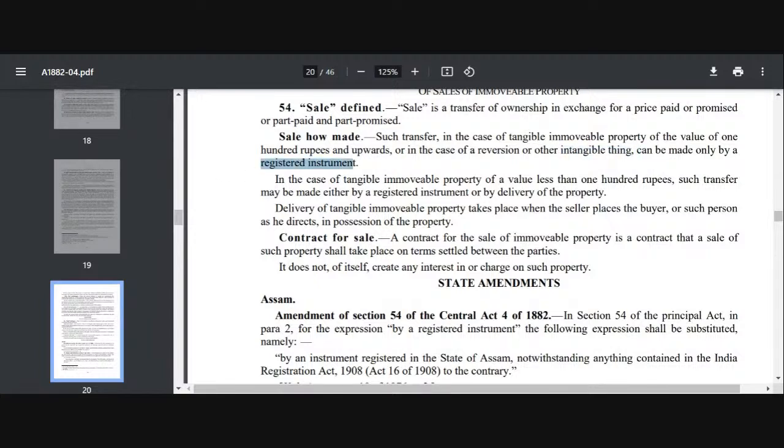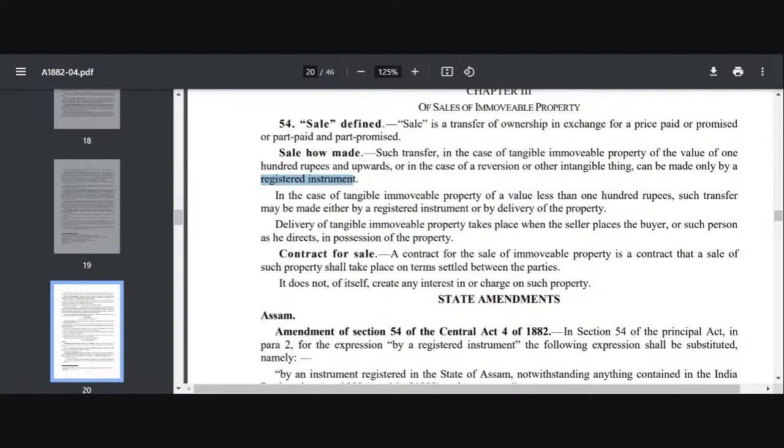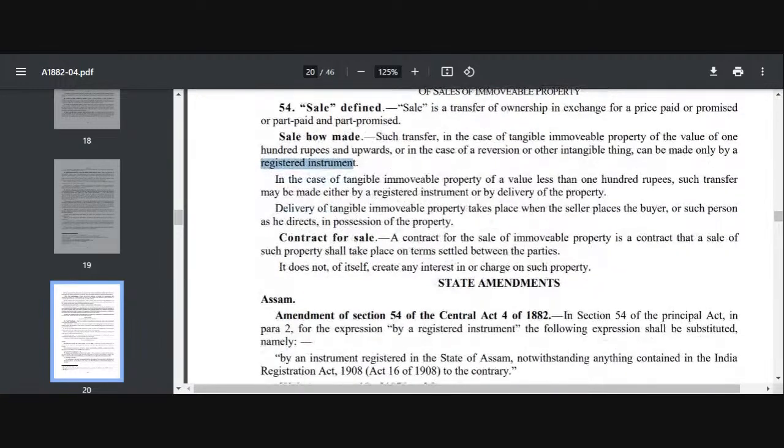तो यहाँ पे हमने मोड देख लिया, how it is affected sale, how it is made. If your property is above 100 rupees, or in case of reversion or other intangible thing, it is only by registered instrument. In case of tangible movable property which is less than 100 rupees, it can be made either by registered instrument or by delivery of property.